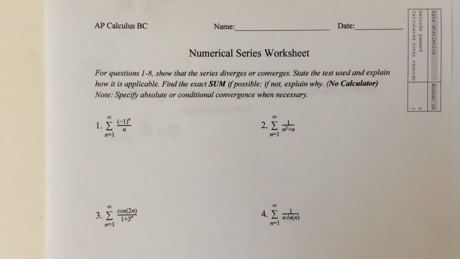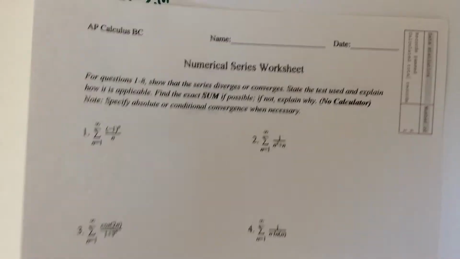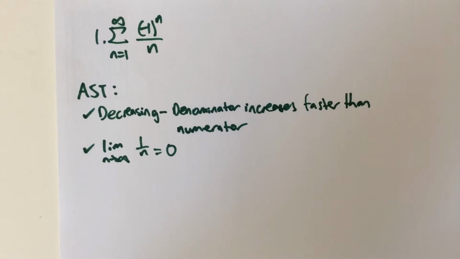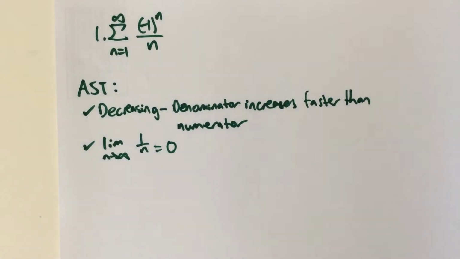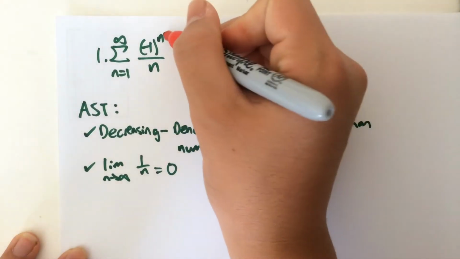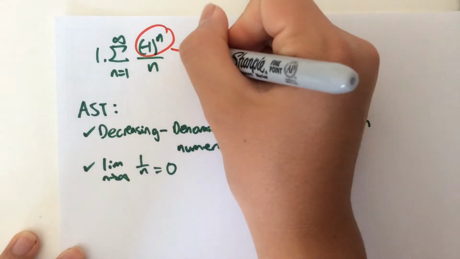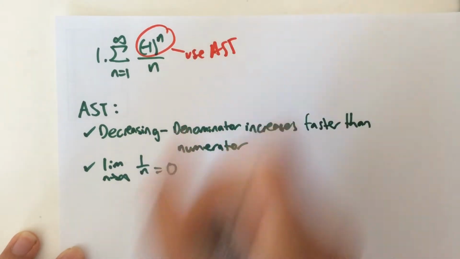Hello, in this video we will be reviewing the numerical series worksheet. So the first problem gives us the series of -1 to the n over n. And right off the bat we can tell that this will be an alternating series test because of the -1 to the n. So if you see the -1 to the n, then you will know you use AST, or alternating series test.